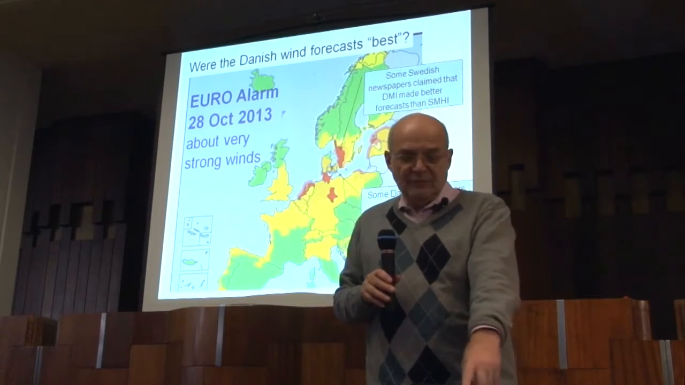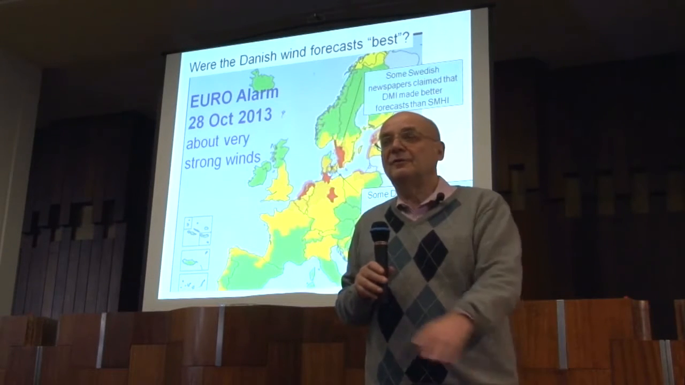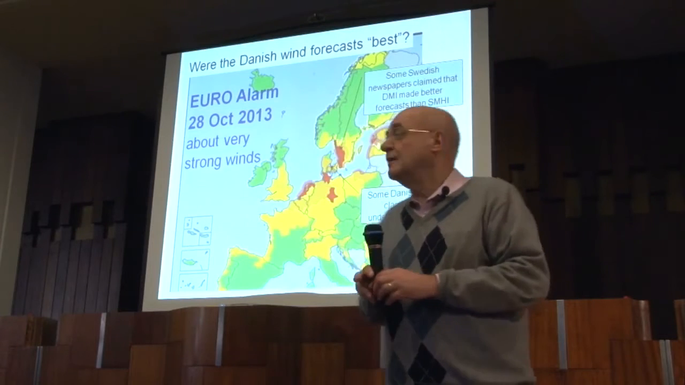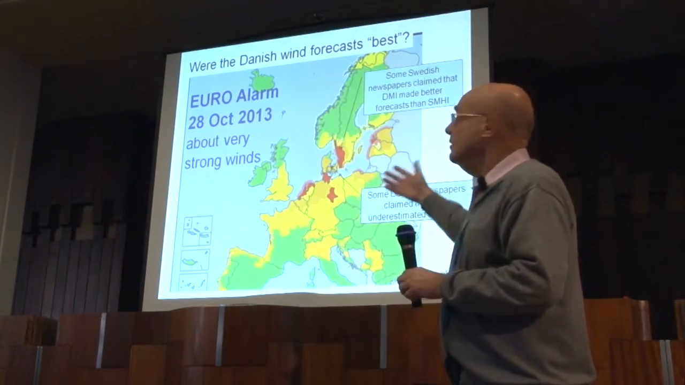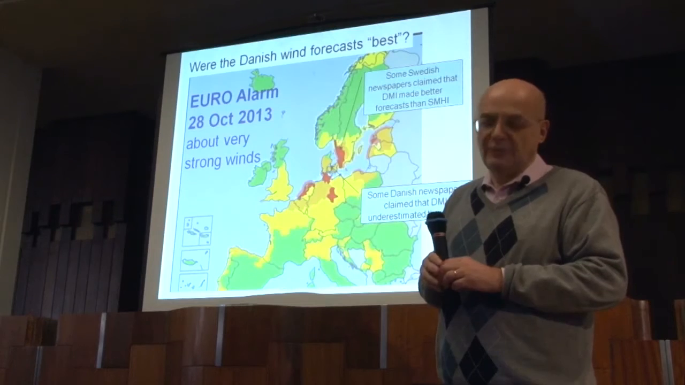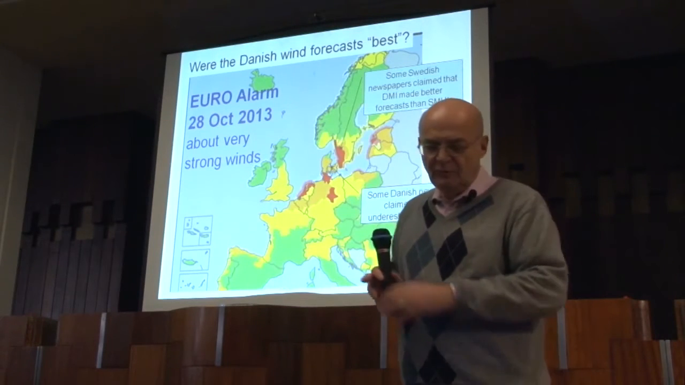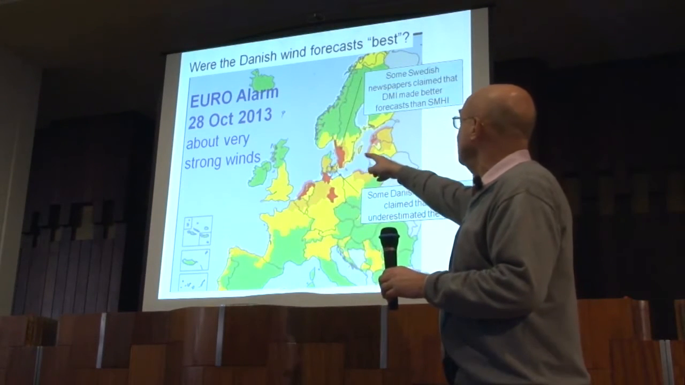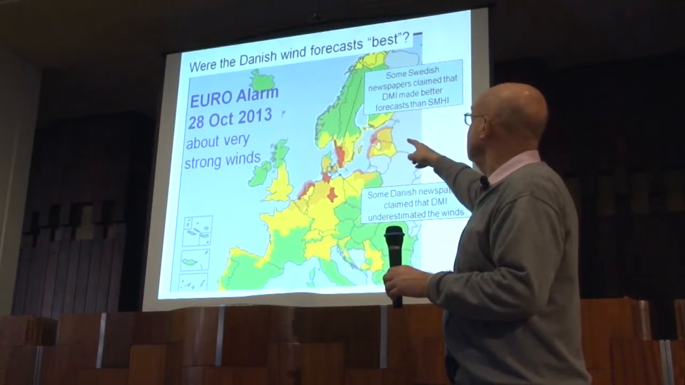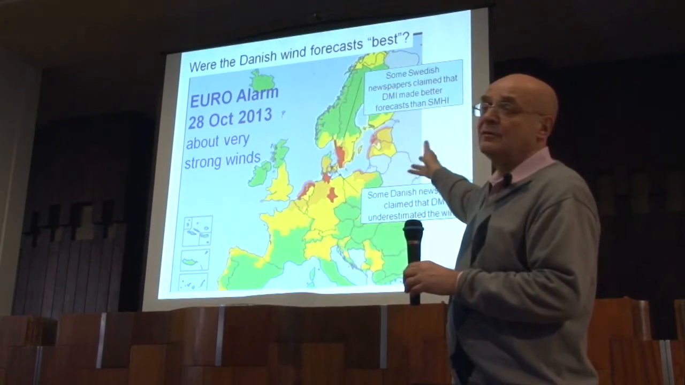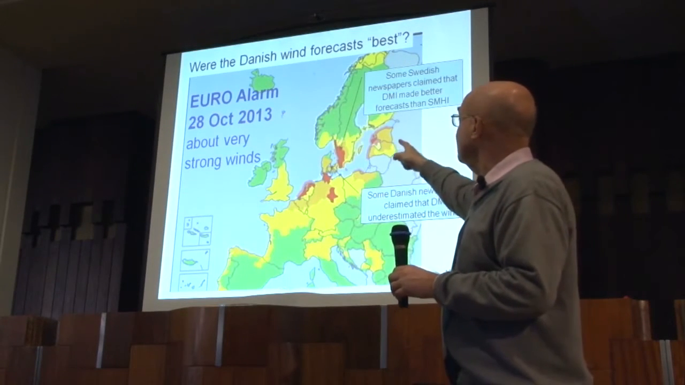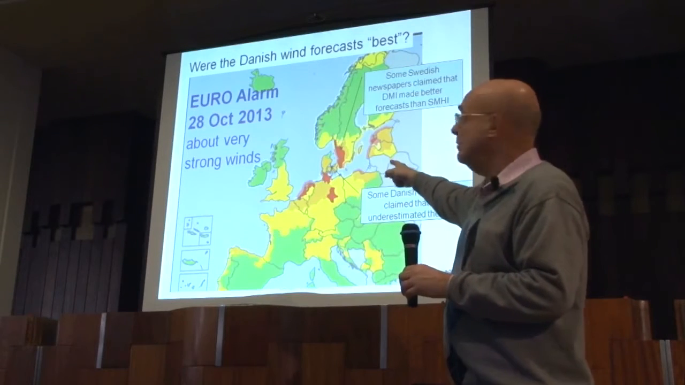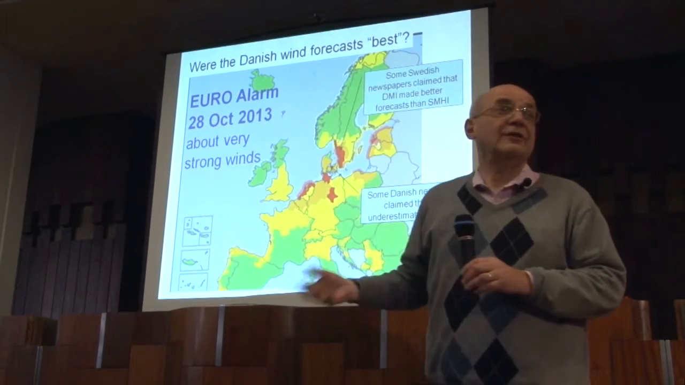And now there was a storm coming in from the north, from England. And this was the Euro alarm map early in the morning. And I was very surprised because the storm would move from England over Denmark, southern Sweden, and then over the Baltic Sea to the Baltic states. And there were warnings in Sweden, northern Germany, and Holland, as expected.